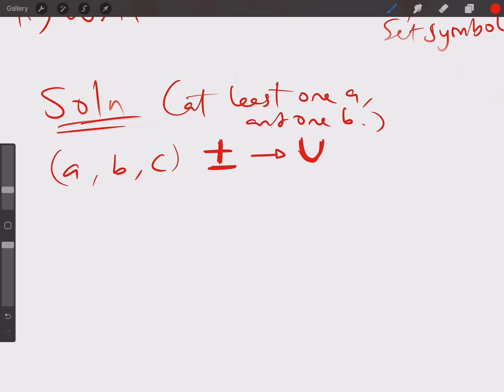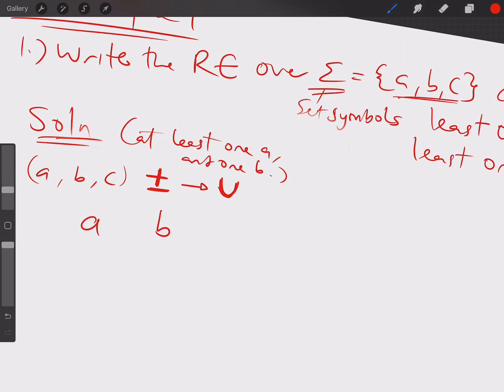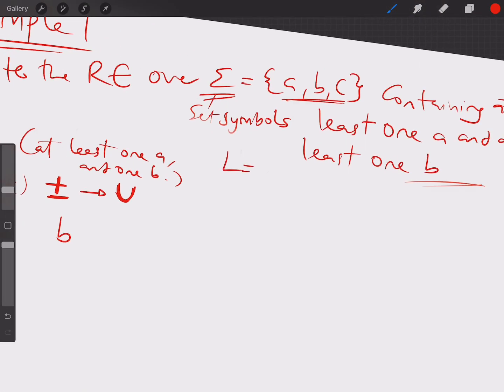We must have A and we must have B. We must have at least A and we must have at least B. But then what happens when we have B before A? That should still be permitted in the language. In the language, you should still be able to allow A, B, C, C, C, or B, A, C, C, C. This should also be accepted.